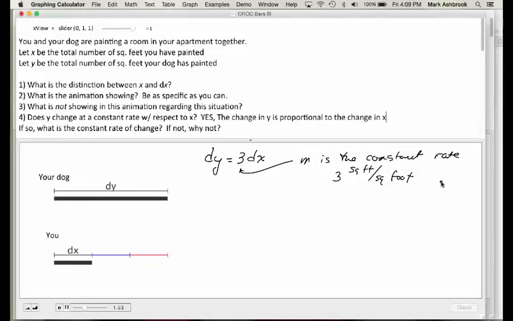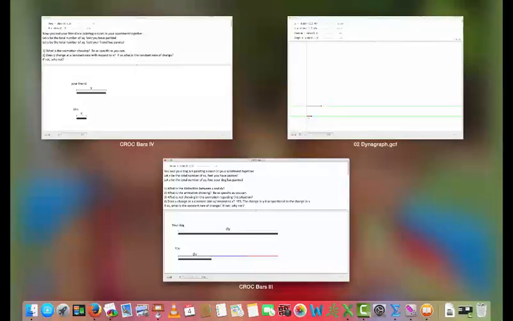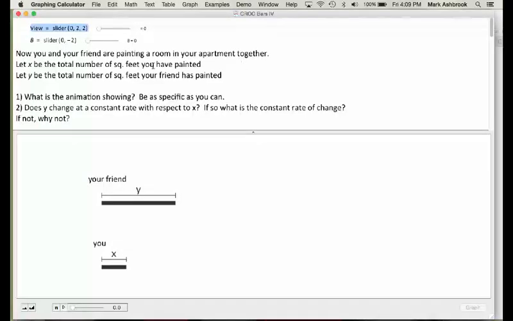Okay, so then I moved on to a new scenario, and we looked at you and your friend painting your apartment. So now you and your friend are painting a room in your apartment together. Let X be the total number of square feet you have painted, and let Y be the total number of square feet your friend has painted. And I said, let's show this animation.